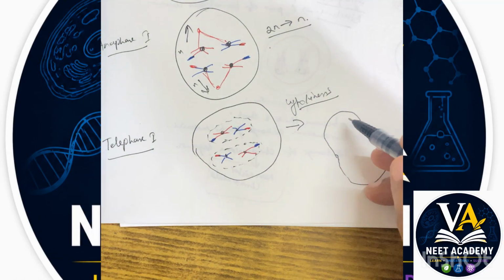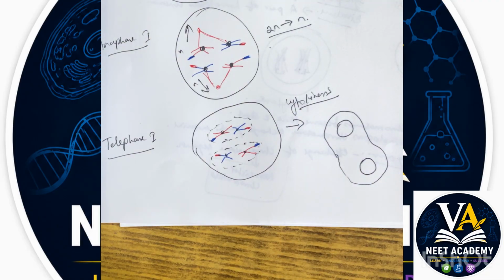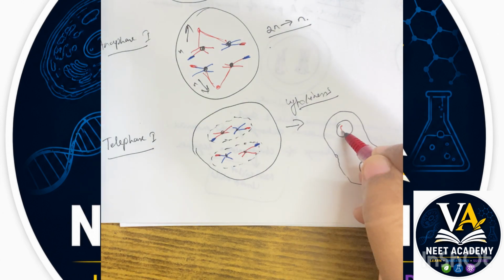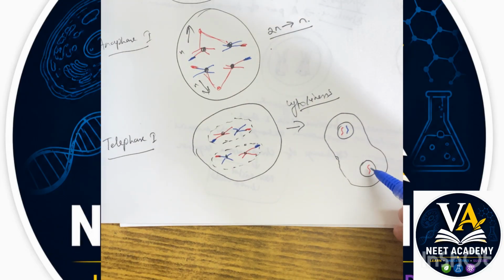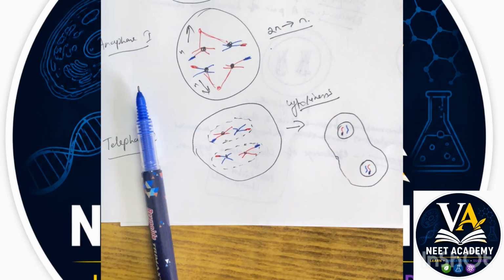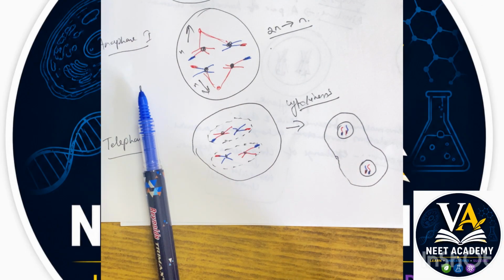You will see two nuclei have formed already, receiving two sets of homologous chromosomes with genetic material exchanged. Now this has become n number of chromosomes instead of 2n, because now the father and mother chromosomes have separated after the genetic shuffling.